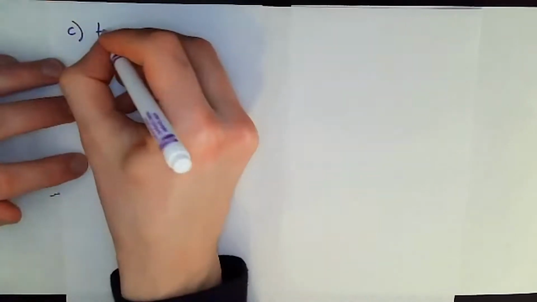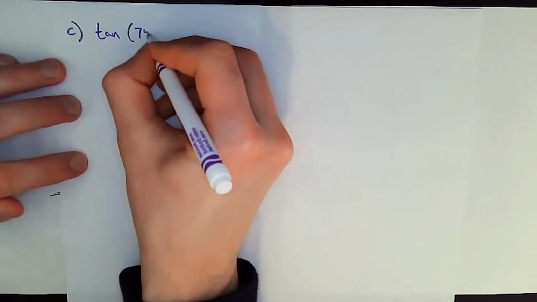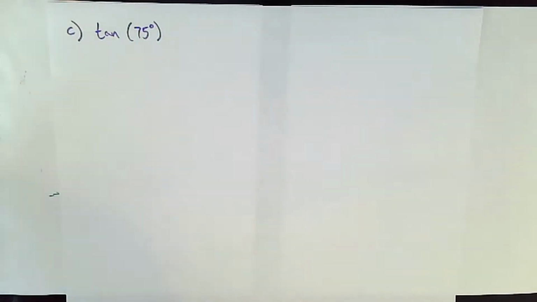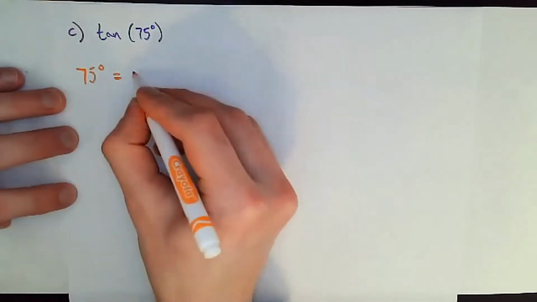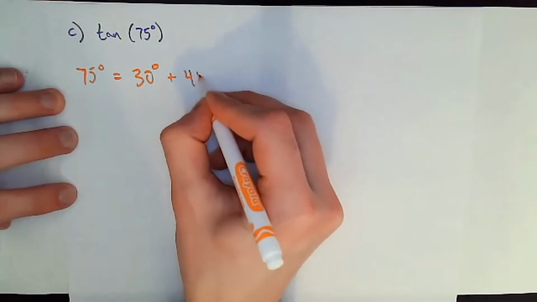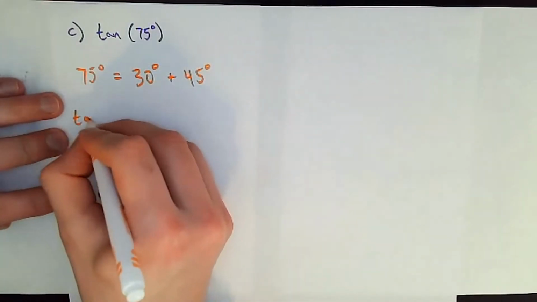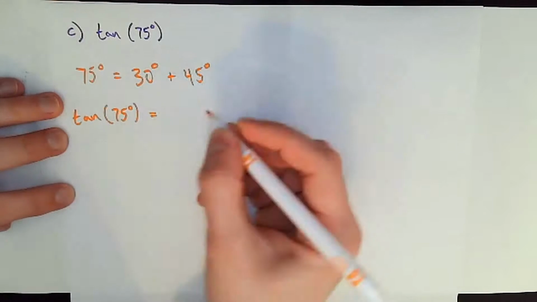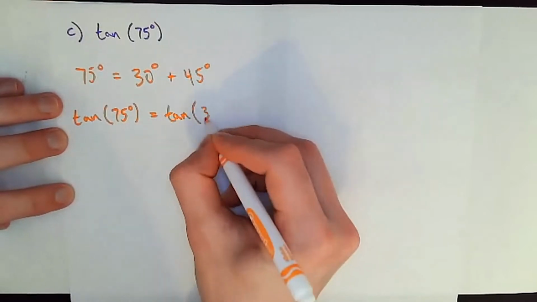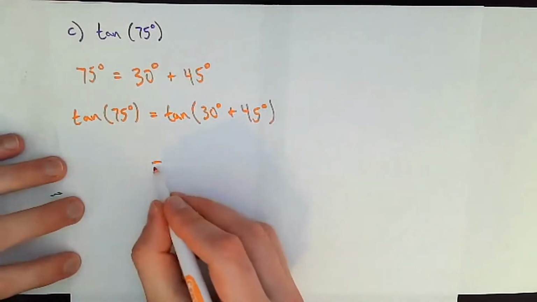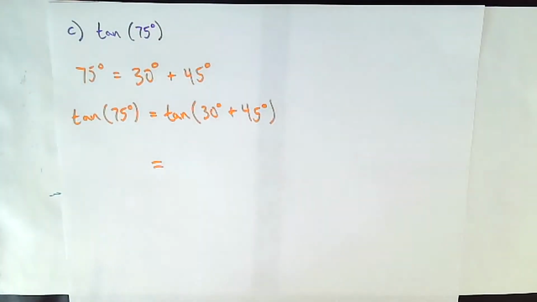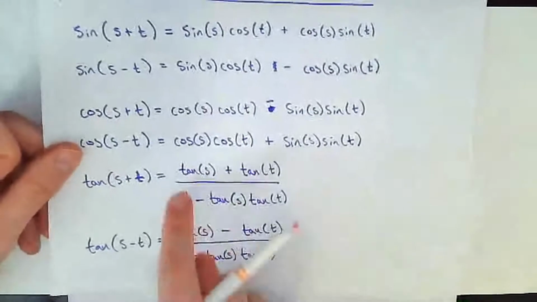Okay. Let's do tangent of 75 degrees. Well, I can actually pull it apart the same way as I did part A. 75 degrees can be written as 30 plus 45. So that means tangent of 75 degrees is the same as tangent of 30 degrees plus 45. So this first step, all I'm doing is tearing apart that angle, right? Now is when I apply the identity or the formula, which is this nightmare, right?